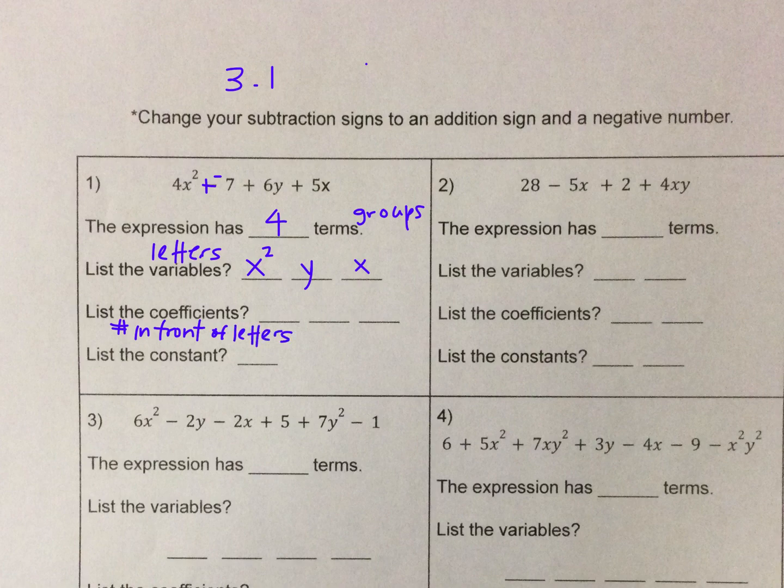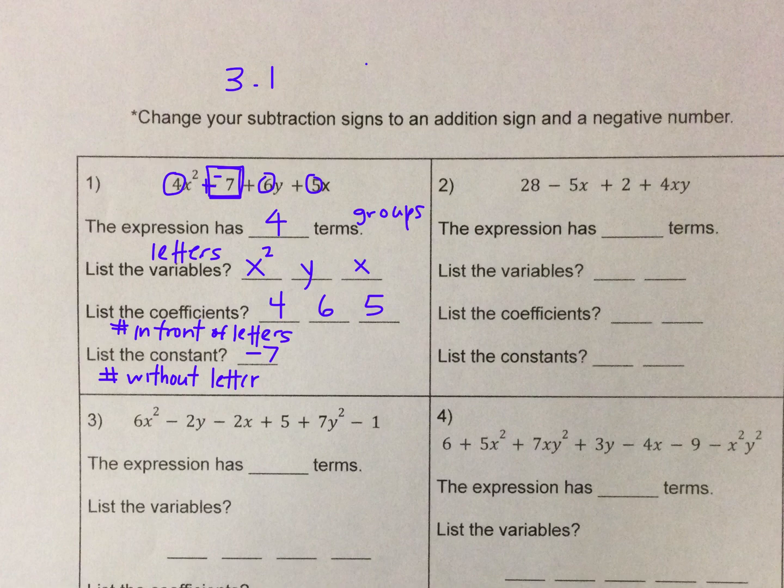Okay, so in front of the x squared, I have a 4. In front of the y, I have a 6. And in front of the x, I have a 5. So those are my coefficients. The constant is the number without a letter. It's the lonesome one. So I have one lonesome guy right here, a -7. You got to be sure to include that negative.